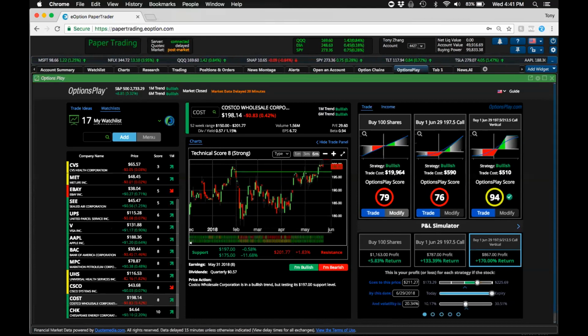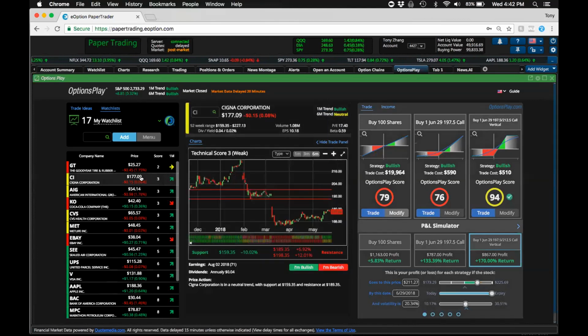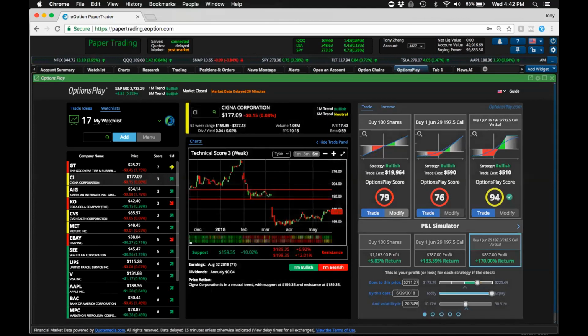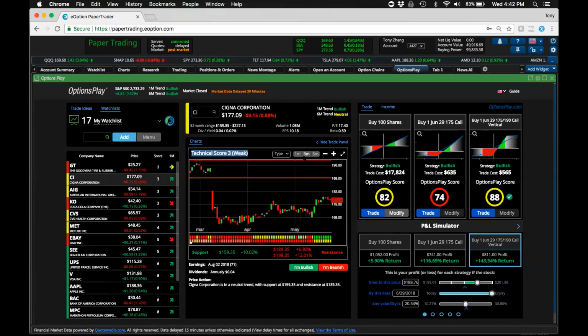Now let's take a look at some examples of some contrarian trades. Let's take a look at Cigna. As you can see, Cigna's got a score of 3. That tells me this is a stock that's underperforming the overall market. As you can see, this stock has done nothing except go down since 2008. However, as you can see, recently this stock has kind of bottomed.